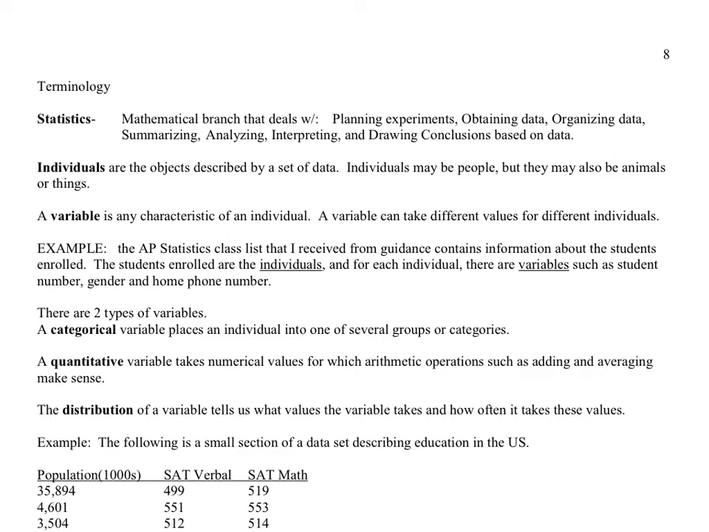A variable is any characteristic of an individual. A variable can take different values for different individuals. I think that part is obvious, but we think of variables as X and Y. Here in this class, we think of it as anything that varies. The problem is variables aren't always quantifiable. All right. Sometimes variables are categorical. So gender, grade level, you might think that that's quantifiable, but what do the numbers actually mean?